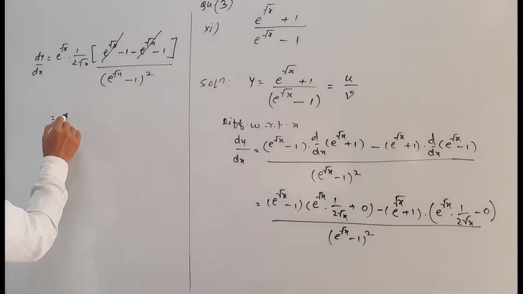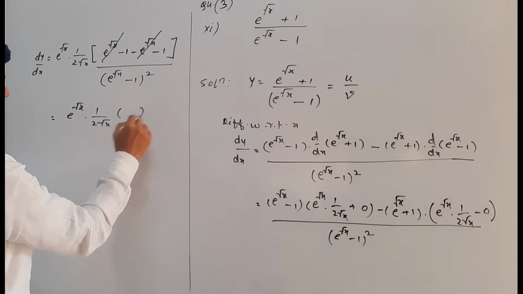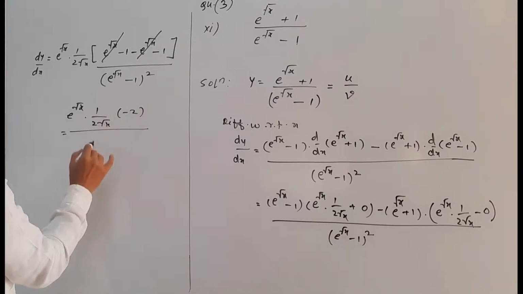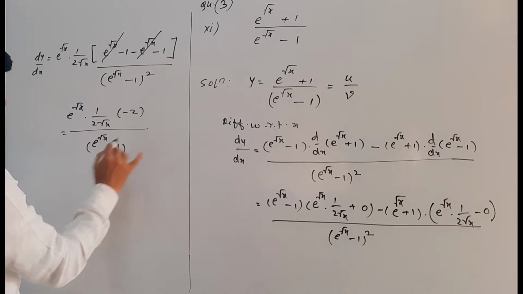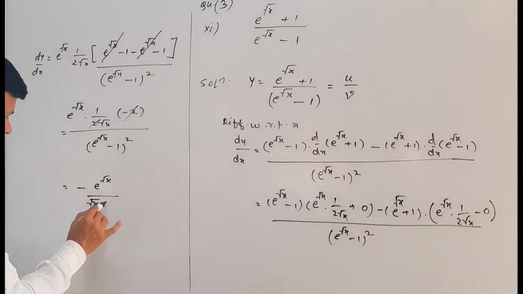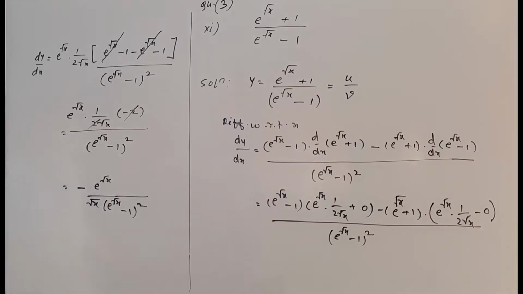So we get here e raised to the power root x into 1 upon 2 root x, in bracket minus 2, upon e raised to the power root x minus 1, its bracket square. So this 2 gets cancelled, so we write the minus sign at the first position. So we write minus e raised to the power root x upon, this root we write in the denominator, so root x into e raised to the power root x minus 1, its bracket square. Now this is the required derivative.